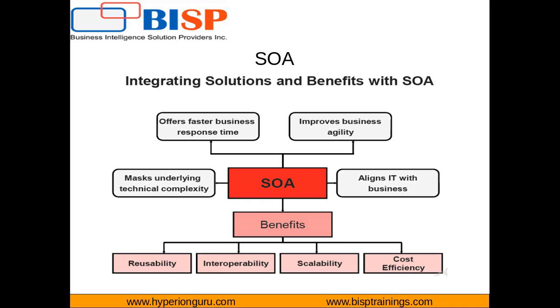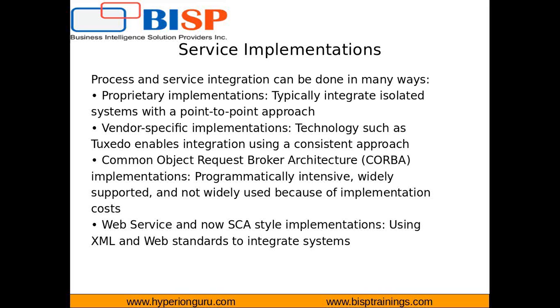Now, we've been talking a lot about service-oriented architecture, so what is a typical implementation of services? How are our processes actually implemented when we keep saying services? We'll go to the service definition, but before that, we'll have a look at what the implementations are. Typically, you have point-to-point implementation, which is a proprietary implementation we saw. There are vendor-specific implementations using technology like Tuxedo, which enables integration with a consistent approach. So it's not that SOA just came out of the blue. There has been a constant direction, developed with various options, which has led us to this.